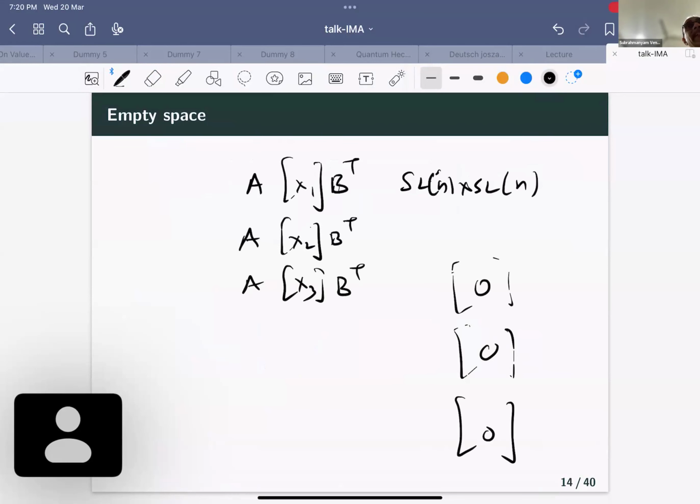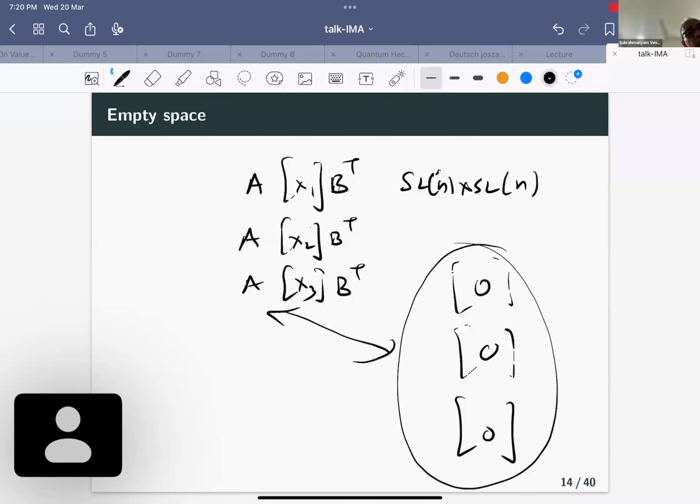I give you a bunch of matrices, I give you this tuple, and I ask you, can you push this under GLN cross GLN action? I want to know whether you can push this to 0.